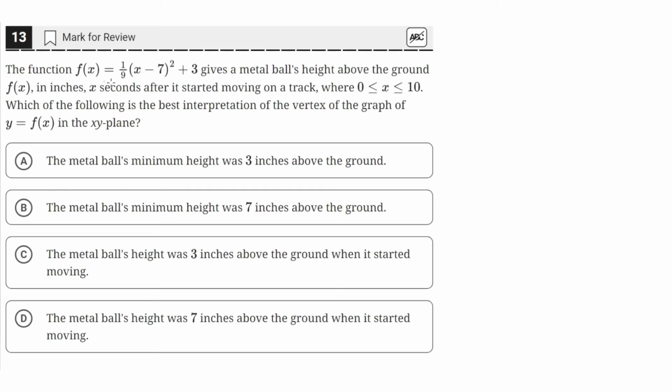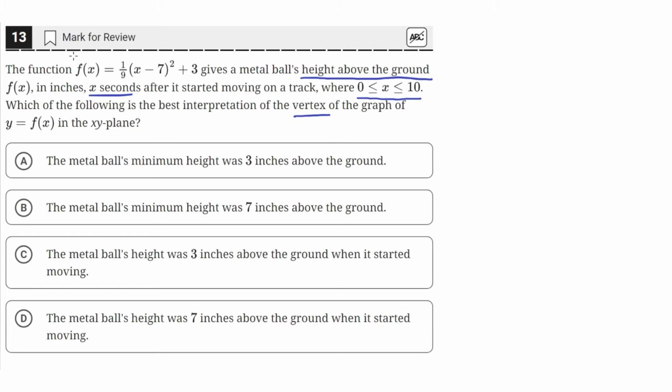The function f of x equals 1/9 times the quantity x minus 7 whole squared plus 3 gives a metal ball's height above the ground, f of x in inches, x seconds after it started moving on the track, where x is greater than or equal to 0 and less than or equal to 10. Which of the following is the best interpretation of the vertex of the graph of y equals f of x in the xy plane? So we have this function here, f of x, that gives us the height of the ball above the ground as a function of x, the number of seconds after it has started moving on a track.